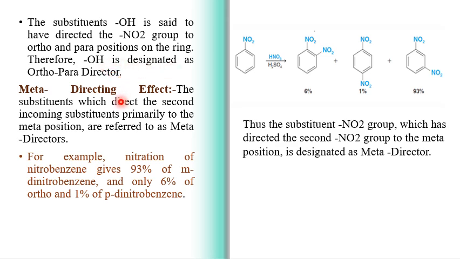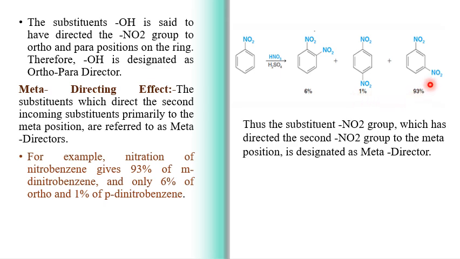The next concept is meta directing effect. Here, the substituents which direct the second incoming substituent primarily to the meta position are referred to as meta directors. For example, nitration of nitrobenzene gives 93% of meta dinitrobenzene, only 6% of ortho dinitrobenzene and 1% of para dinitrobenzene. See here, this is the structure of nitrobenzene. To this we are going to do nitration. It leads to the formation of 6% ortho dinitrobenzene, 1% para dinitrobenzene and 93% meta dinitrobenzene.